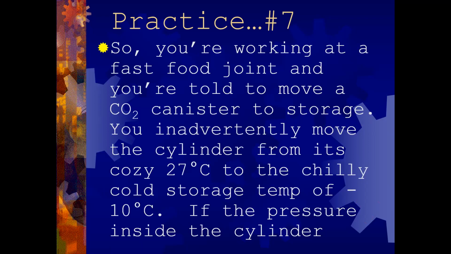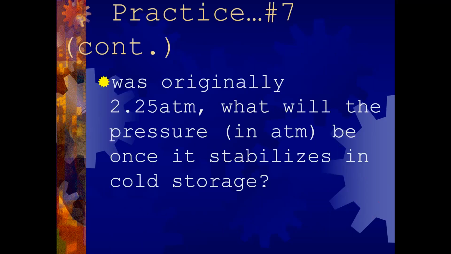Now look at this one. You're working at a fast food joint and you're told to move a CO2 canister to storage. You change it from its 27 Celsius, so temperature 1 is 27 Celsius, to the chilly cold storage temp of 10. So T2 is 10 Celsius. If the pressure inside the cylinder was originally, so P1, 2.25 atmospheres, what is the new pressure? So P2. That's the question.